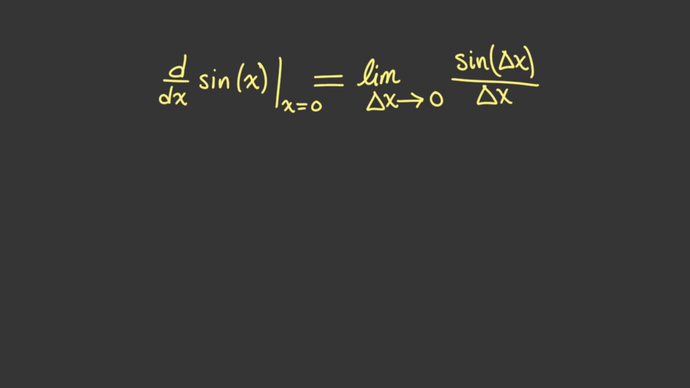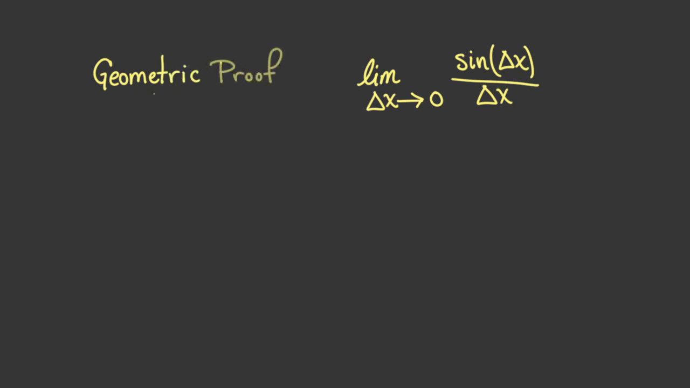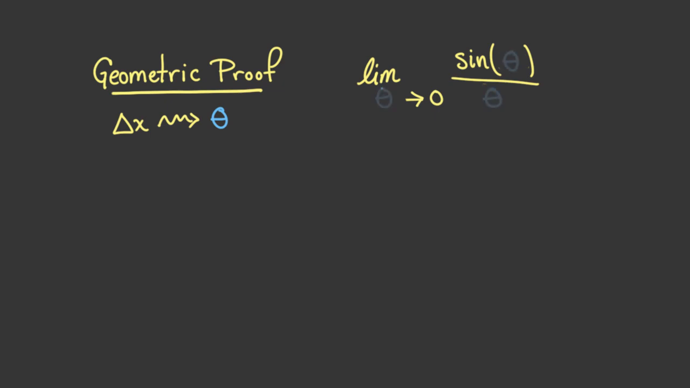Now, we don't have a lot of tools for computing limits like these, but we do have an understanding of sine x geometrically, so we're going to go ahead and give a geometric proof. To help us, I'm going to make a slight change in notation. Instead of writing delta x, I'm going to replace this with theta because it's easier to think about theta as an angle instead of delta x. So literally, I've just replaced delta x with theta everywhere, so now we're trying to compute the limit as theta goes to 0 of sine theta over theta.